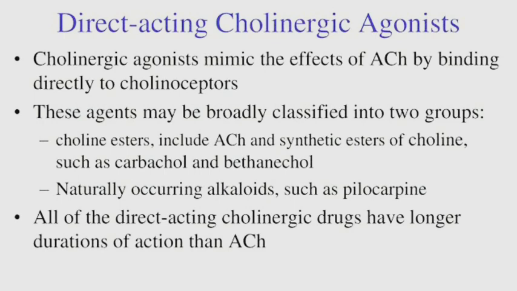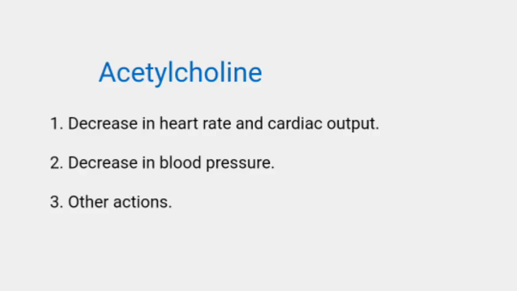Some of the more therapeutically useful drugs like pilocarpine and bethanechol preferentially bind to muscarinic receptors and are sometimes referred to as muscarinic agents. Note: muscarinic receptors are located primarily but not exclusively at the neuroeffector junction of the parasympathetic nervous system. However, as a group, the direct acting agonists show little specificity in their action, which limits their clinical usefulness. Now, first we have acetylcholine.